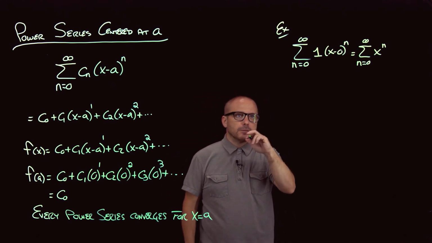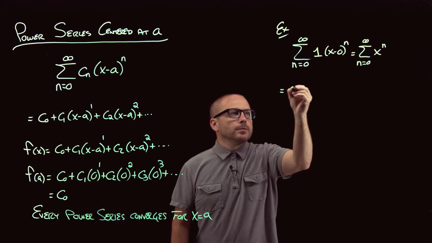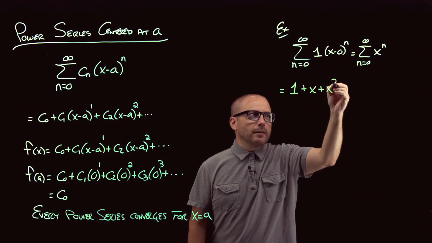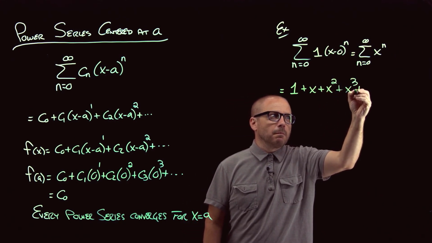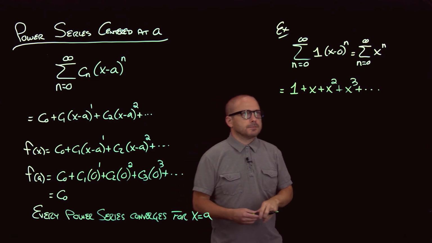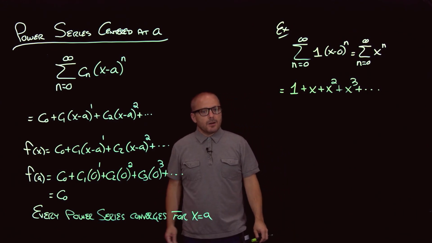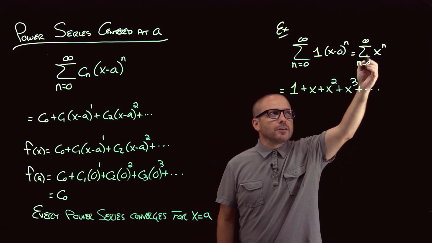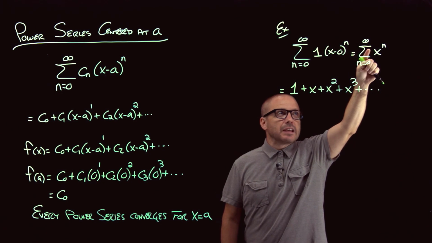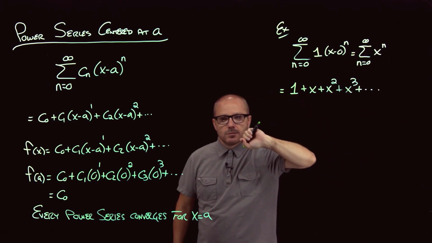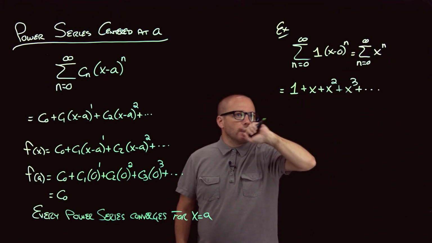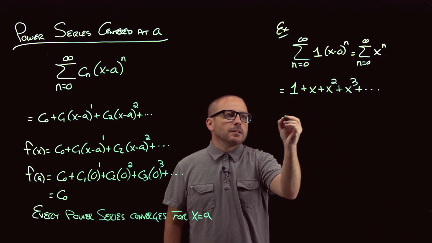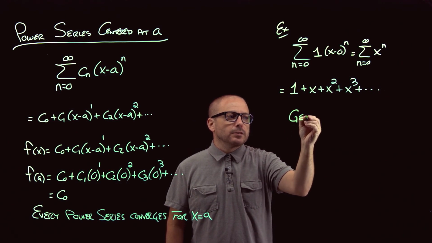If we were to write this out longhand, that first coefficient is just 1, then it's 1x squared, 1x cubed, and so on. Now, what's very nice about this is that we know how to handle this series because it's just a constant to the n, which is a geometric series. So we know that this is a geometric series.